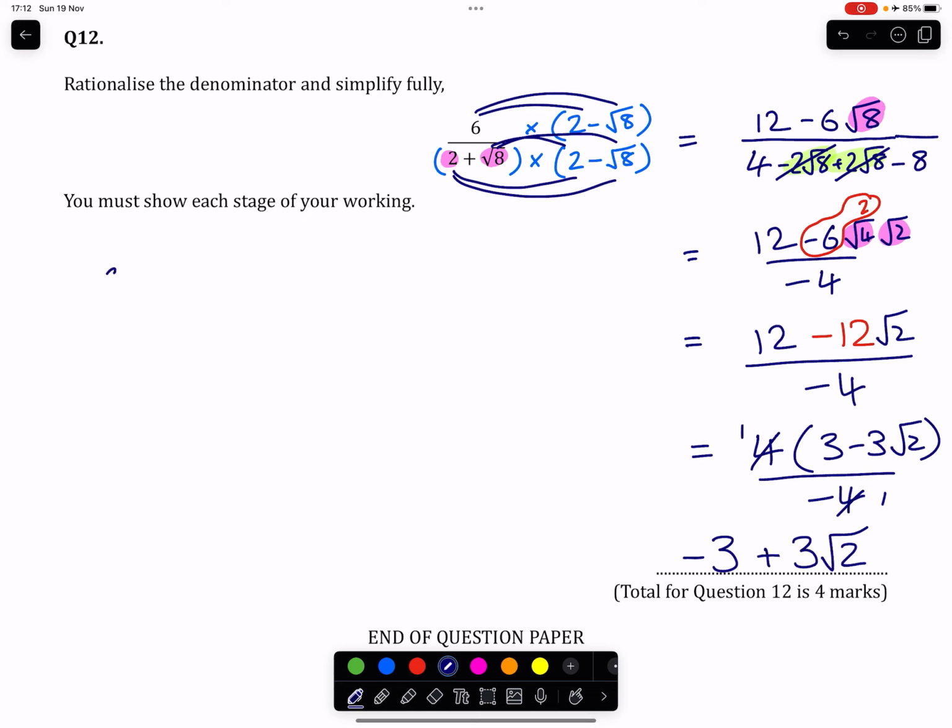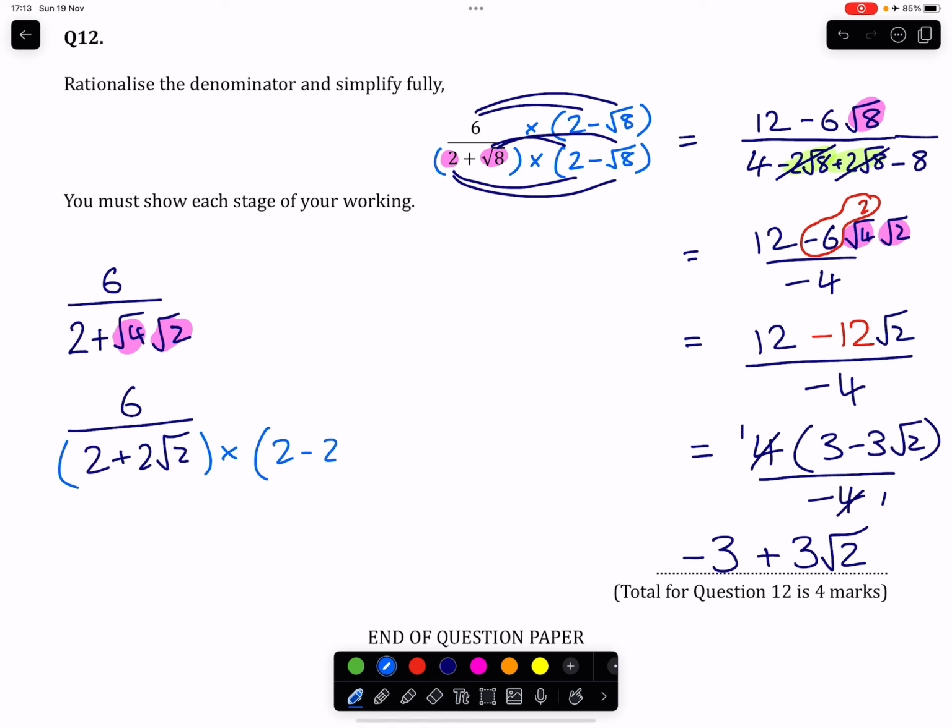If we dealt with simplifying the surd first, I'll highlight it in pink. We could have this as root 4 root 2 before we've even begun, which is the same as a 6 over 2 plus 2 root 2. And then from here, rationalizing the denominator, we're going to do exactly the same thing. We multiply by the conjugate pair. So here, we're multiplying top and bottom by a 2 minus 2 root 2.